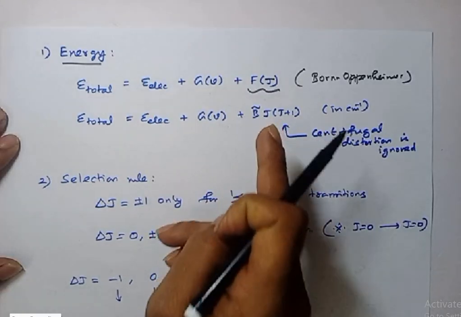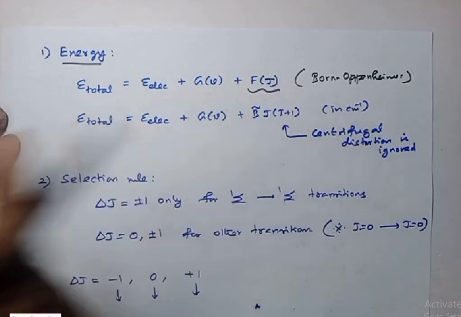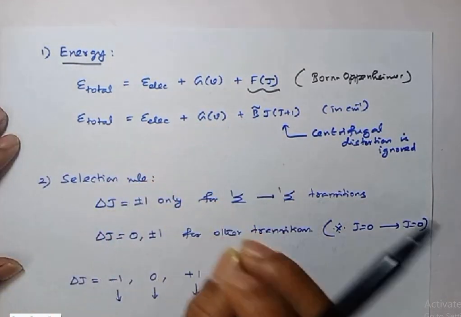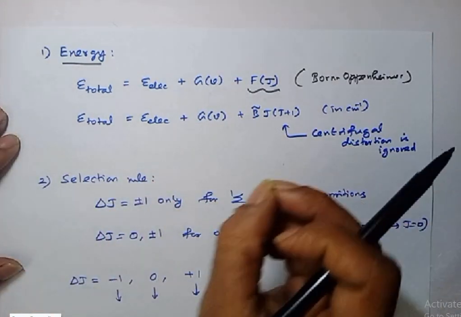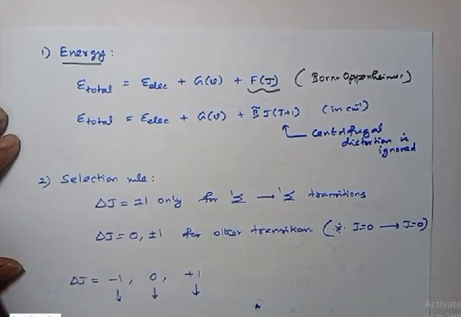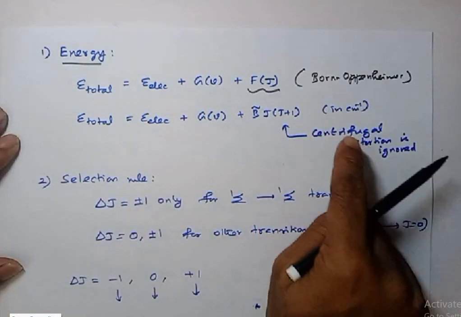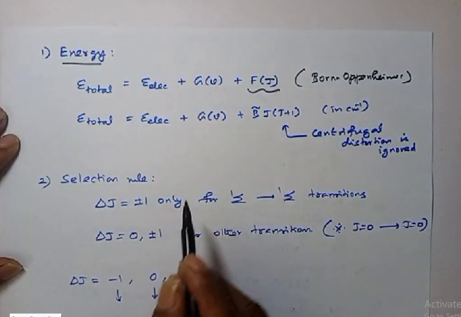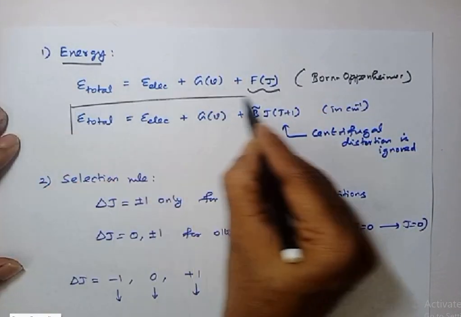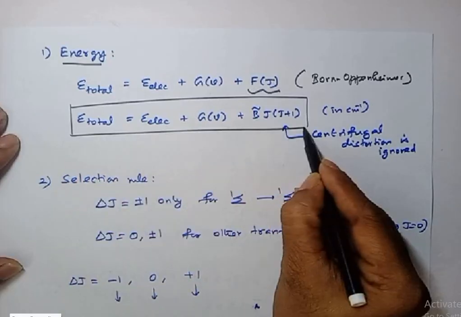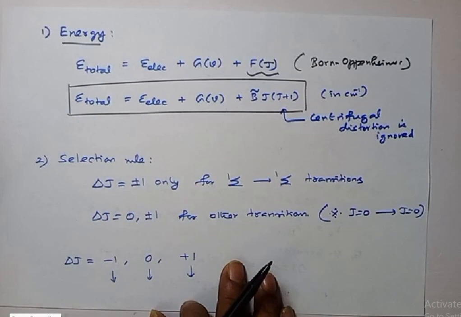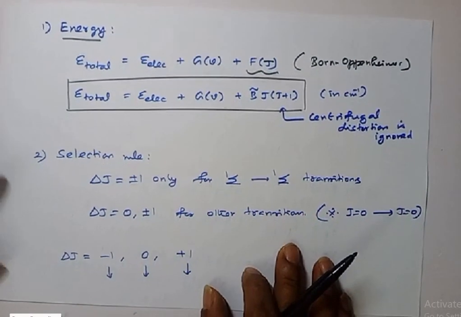Here, I did not include centrifugal distortion. The reason is that the effect of centrifugal distortion is so small that we can ignore it. So centrifugal distortion is ignored in this formula. I am going to use this formula as the energy formula for a molecule in the electronic state. So this will give the energy.